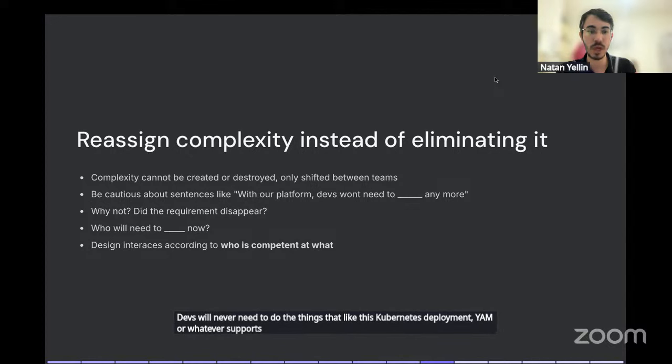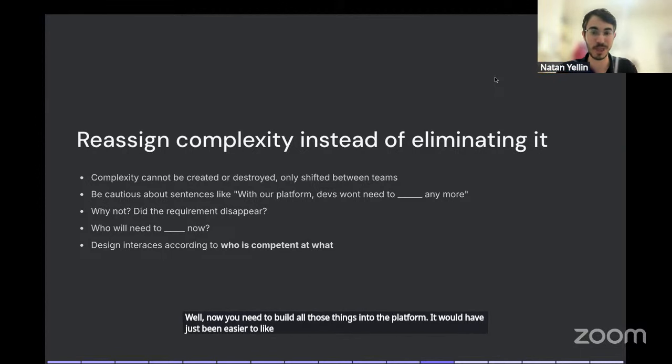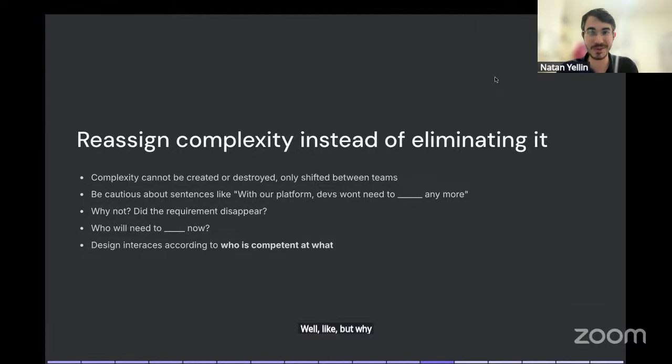And then the question is, okay, well, again, why not? Is it because that requirement really isn't there? Or is it because you as a platform team will do that for them? Well, now you need to build all those things into the platform, where it would have just been easier to take that from Kubernetes or the deployment manifest, right? Or if you say, with our platform, devs won't need to troubleshoot and look at production anymore. Well, but why not? Someone's got to do that, right? The world didn't change. Someone's still going to have to do that.